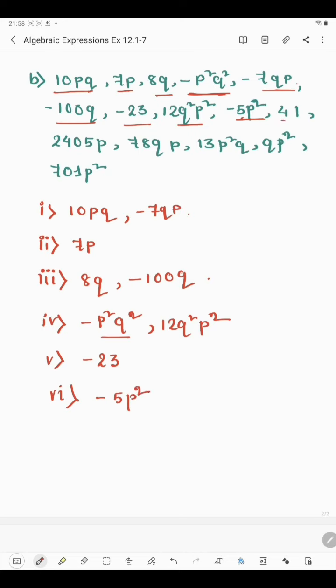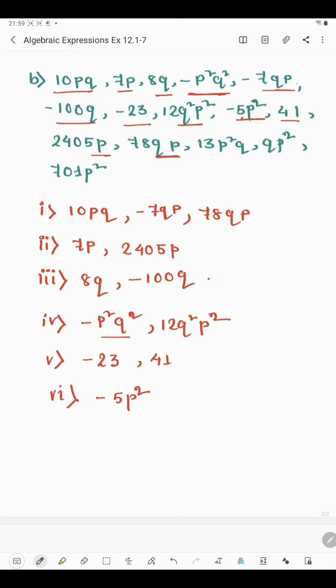Now next we have 41. 41 is the constant, and here we have got the constant. So we will put 41 with minus 23. Now next we have 2405p. That means we will have to search for the term p, which is over here. So we'll just put this term with 7p. Now next we have 78qp. The qp term is present over here. In the first one only we have taken the pq term. So we'll just put 78qp with these two terms.